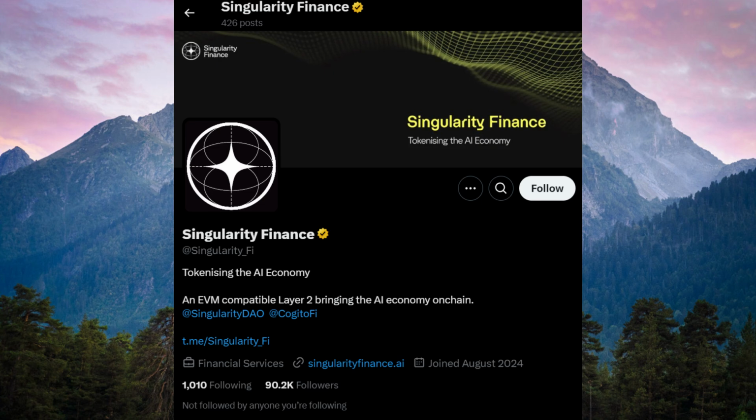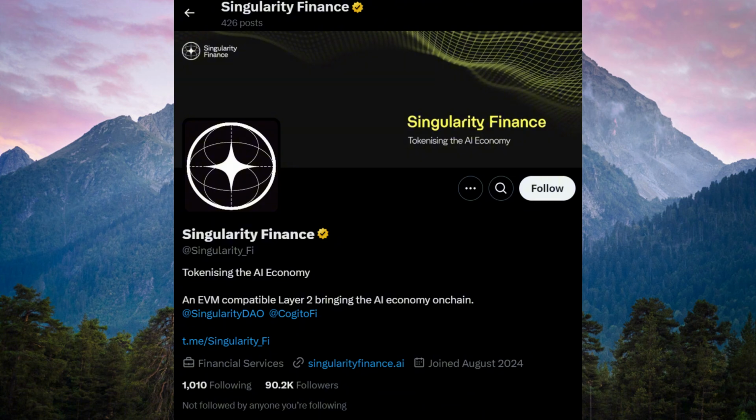Step 1. Understanding Singularity Finance token. Before purchasing SFI tokens, it's important to stay updated on its availability and relevant announcements. Ensure that you follow official sources for updates about this token. As per the latest information, the SFI token will be available on February 6th at 12 o'clock Universal Time Coordinated. Make sure to be prepared and stay tuned for the official launch.